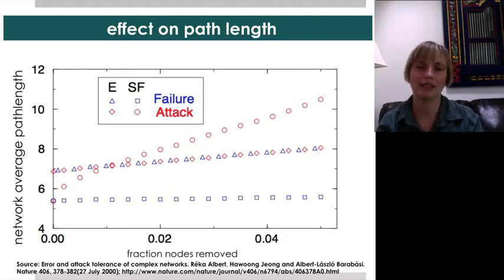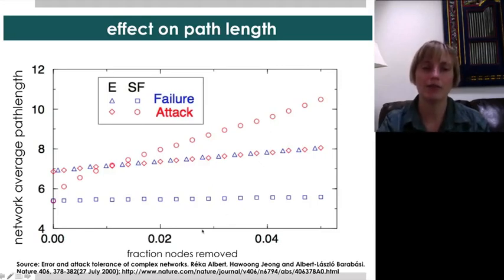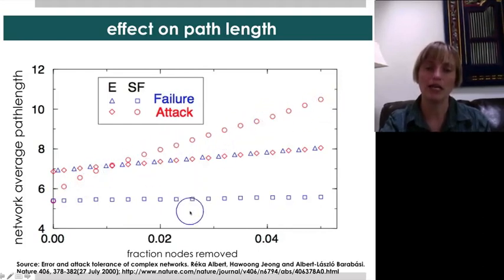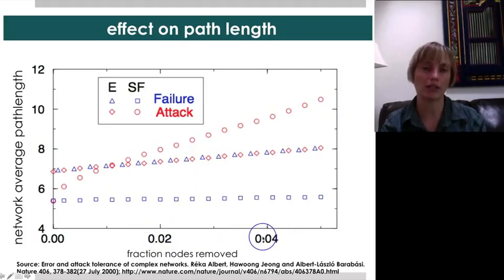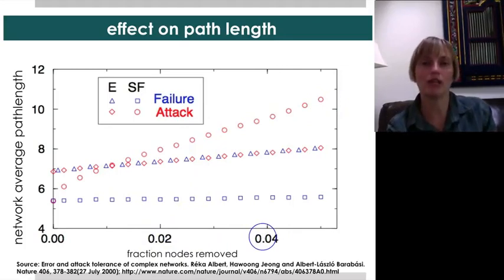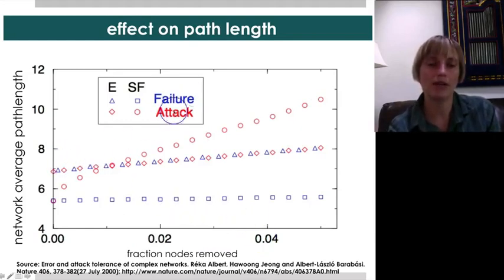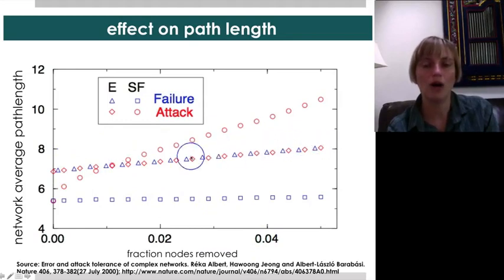Besides just looking at the size of the giant component, what we also mentioned matters is how many hops it is from one node to any other. What we see for the scale-free network is that if you have random failure, there's almost no effect on the average shortest path, which is good. However, the story is quite different for purposeful attack. This is where you're taking out the hubs. The average shortest path actually starts to grow significantly even while you're removing a relatively small fraction of the nodes. On the other hand, if we look at the exponential network, the Erdős-Rényi random graph, then both failure and attack have almost no effect, just a very slight effect on the average shortest path.